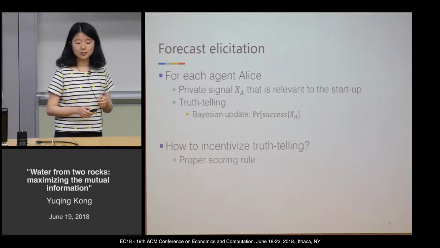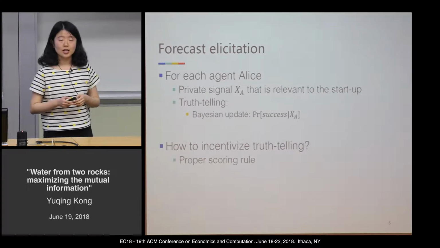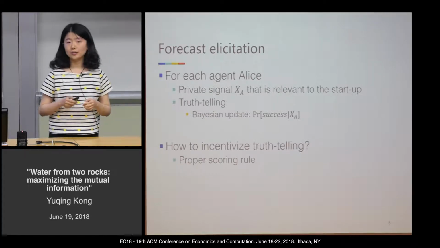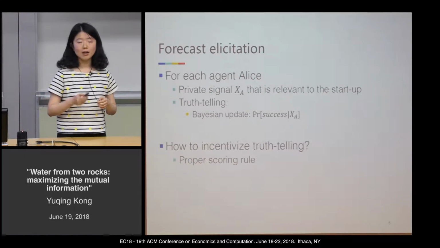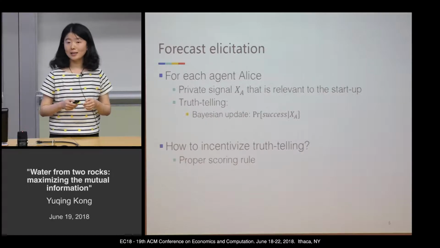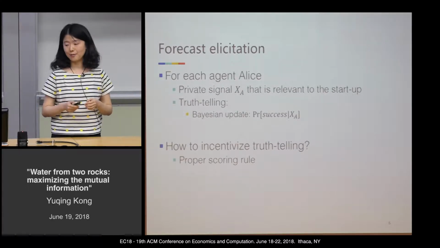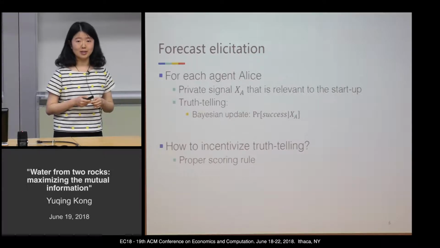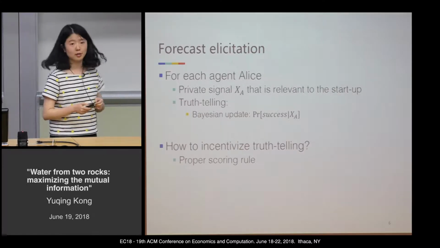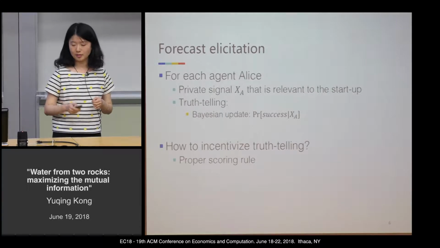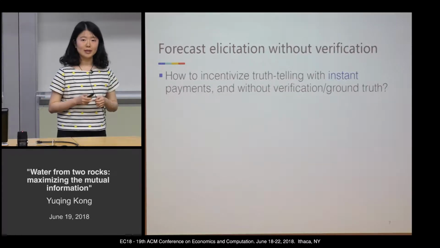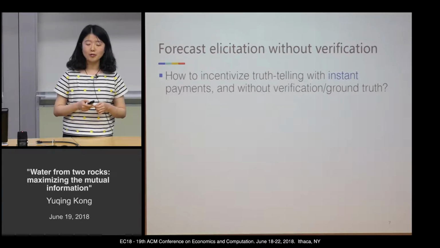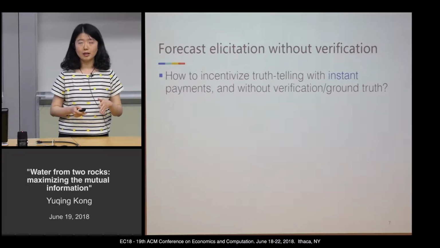Here, telling the truth means that each agent, Alice, has some private information which is relevant to this step, and we want her to report her Bayesian update conditioning on her private information. One typical solution in this scenario is to use a proper scoring rule to incentivize them to tell the truth. But the problem is, if we use a proper scoring rule, we can only pay them after the outcome is revealed.